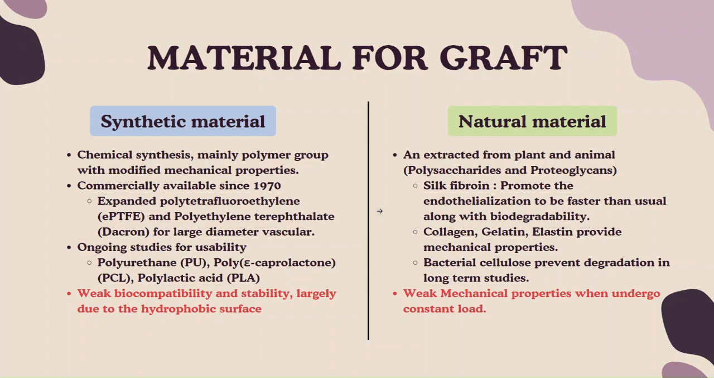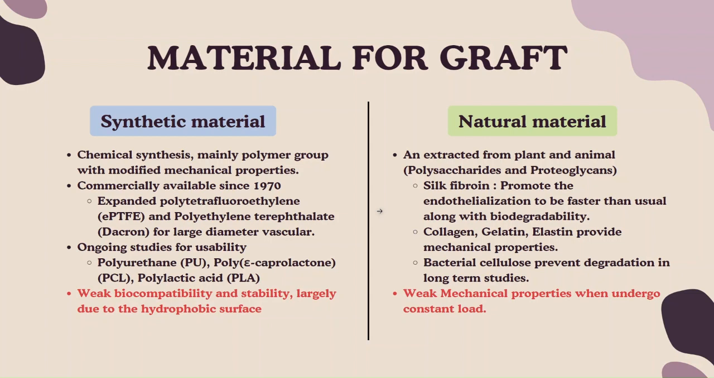Apart from this, there are other types of polymer that have been studied and applied with other materials to enhance the mechanical properties, and examples are polyurethane or PU and polycaprolactone or PCL. For PCL, this one has been approved by the FDA to be used as a degradable polymer in implants. Another one is polylactic acid.